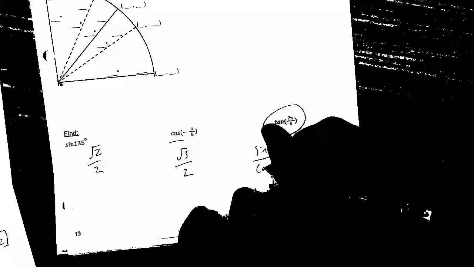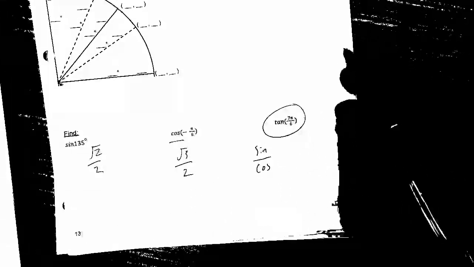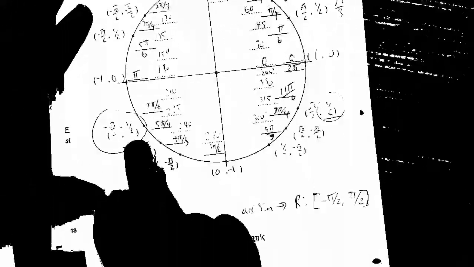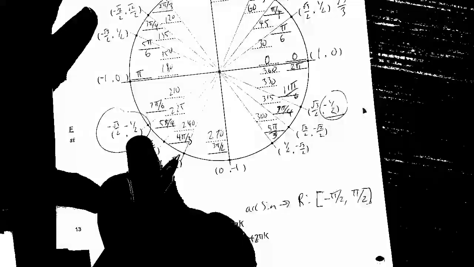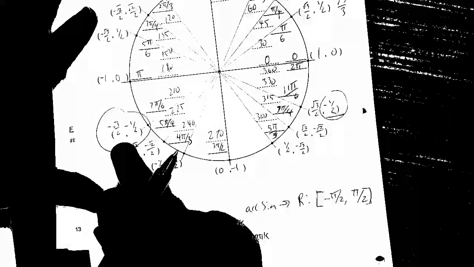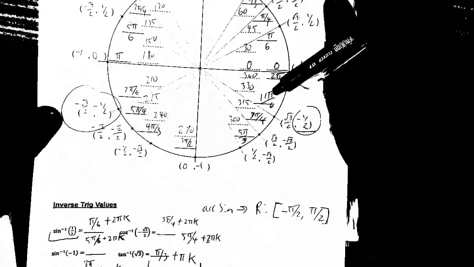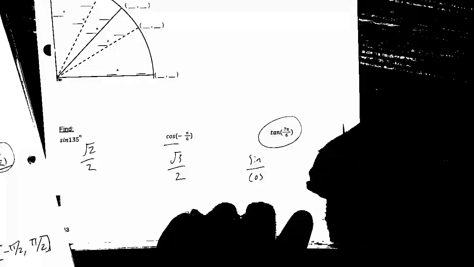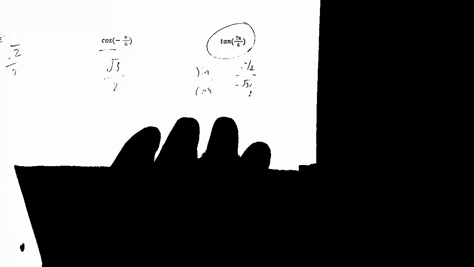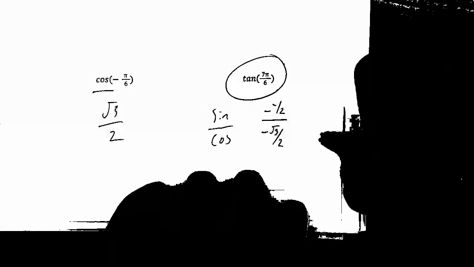Okay, and then tan, don't forget that the tan ratio is sine over cosine. Sine over cosine is tan. So we go to 7 pi over 6, which is over here, and we're going to do negative 1/2 divided by negative root 3 over 2, because that's the sine divided by the cosine, right? Sine is negative 1/2, cosine is negative root 3 over 2. So we'll get negative 1/2 divided by negative root 3 over 2.